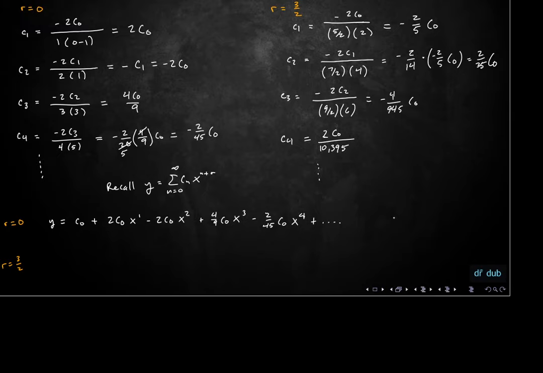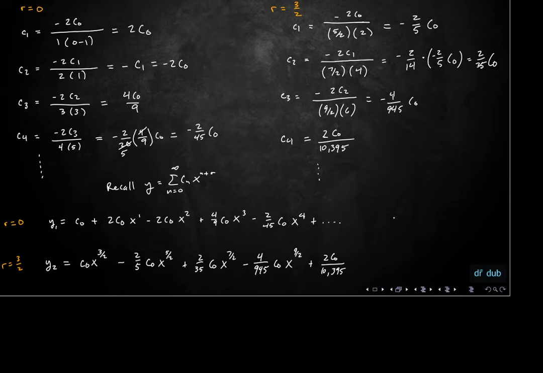And then y2, our second solution, is going to be c0 x to the 3/2, because if I plug in n equals 0 to the series, r is 3/2, I just have x to the 3/2. All right. Minus 2/5 c0 x to the 5/2, plus 2/35 c0 x to the 7/2, minus 4/945 c0 x to the 9/2, plus 2 c0 over 10,395 x to the 11/2.